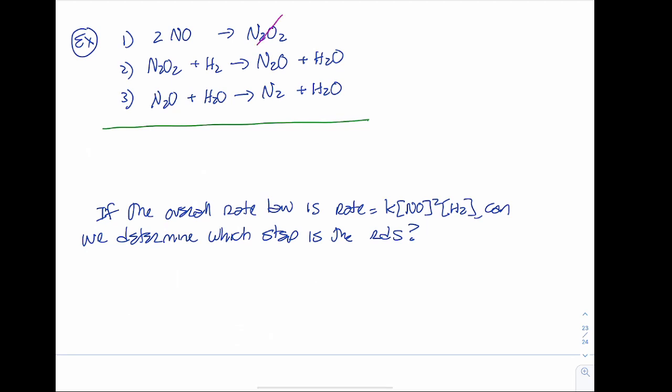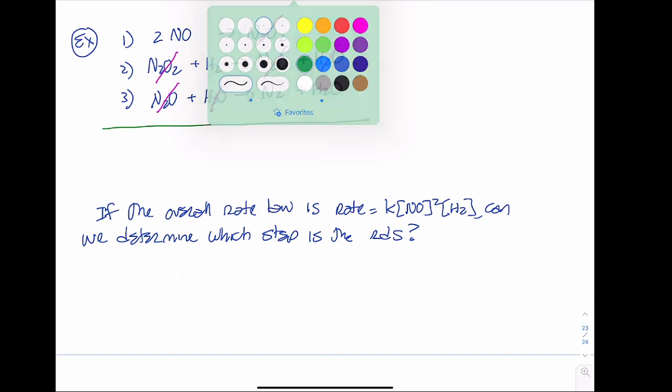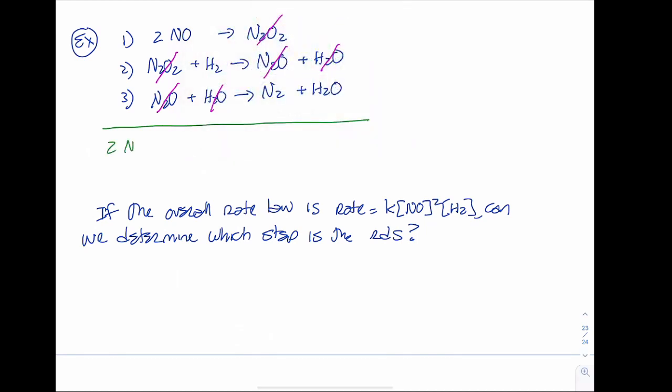Okay, hopefully you guys worked on it. So dinitrogen dioxide gets canceled. I am going to cancel an N2O, so dinitrogen oxide. And then I am going to cancel one of my water, right? I do have 2 water here and 1 water here, so one of those is going to get canceled. And then I'm going to write what we got. So I have 2 nitrogen monoxides left. I have hydrogen going to nitrogen plus water. So that would be my net reaction.